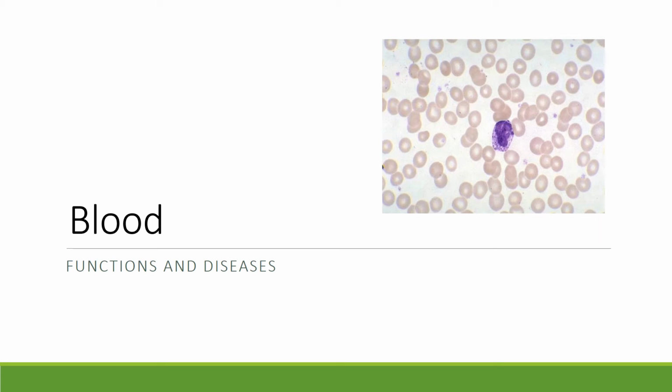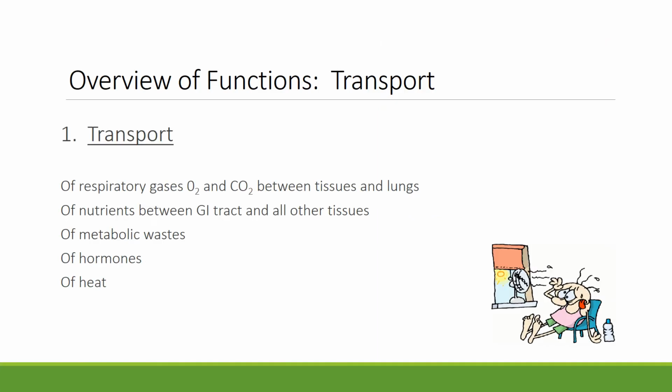Before beginning the study of blood, we'll look at both the functions of blood as well as diseases of the blood. Blood has many functions. The first function we'll look at is transport. Blood transports respiratory gases O2 and CO2 between the lungs and the tissues. It transports nutrients between the GI tract, the gastrointestinal tract, and all other tissues. It gets rid of metabolic wastes. It moves hormones around the body, and it dissipates heat.